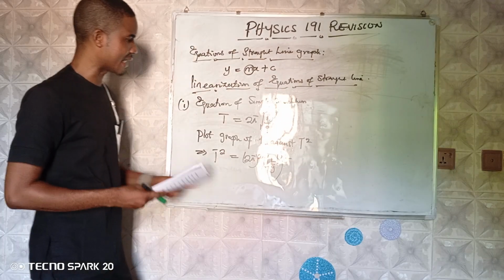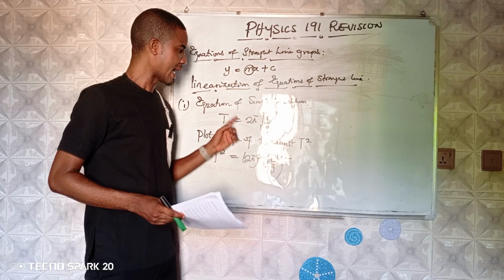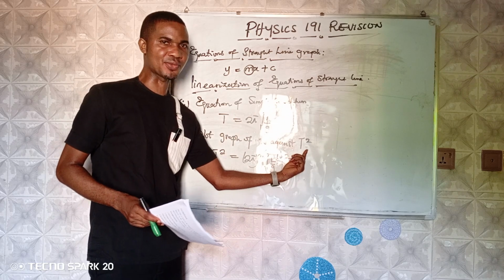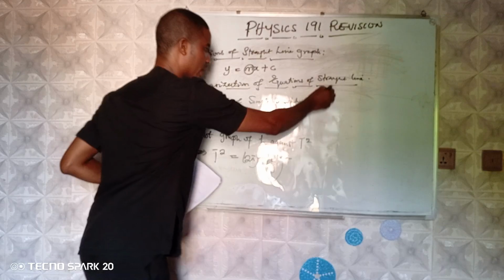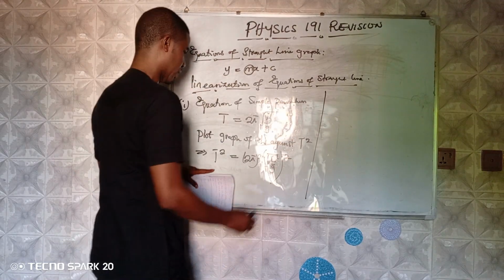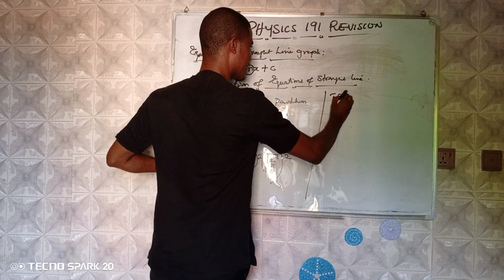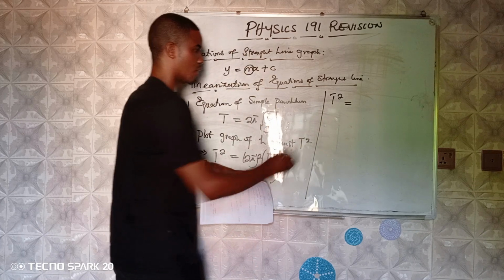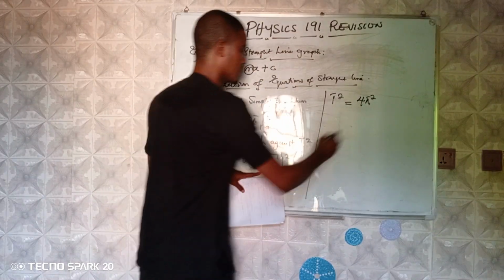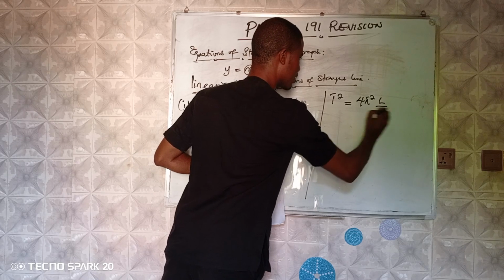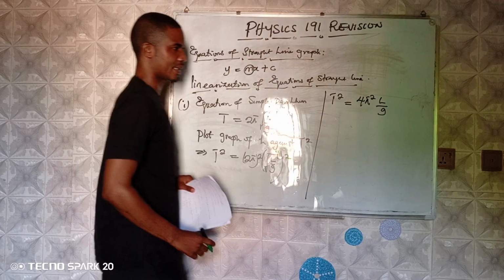While we are squaring both sides is for us to remove this root. And if we square both sides, we'll start seeing our T squared, which we want to use as our x. So having squared both sides, we have T squared equals 4 pi squared L over G. Is that clear?